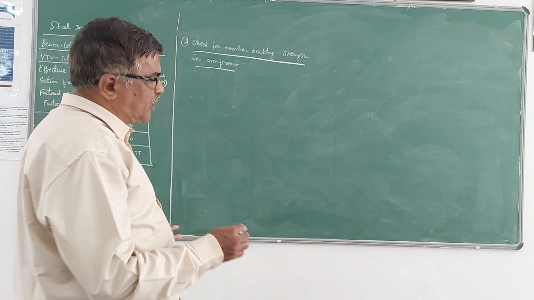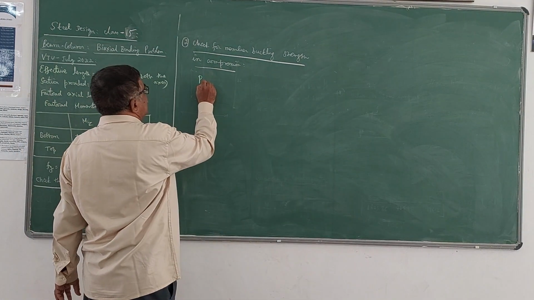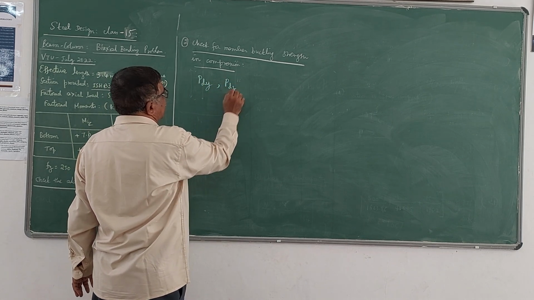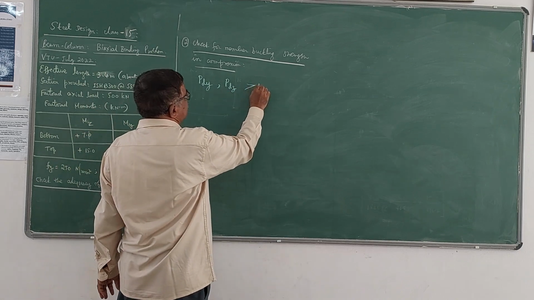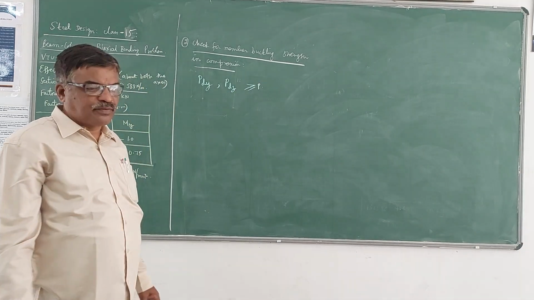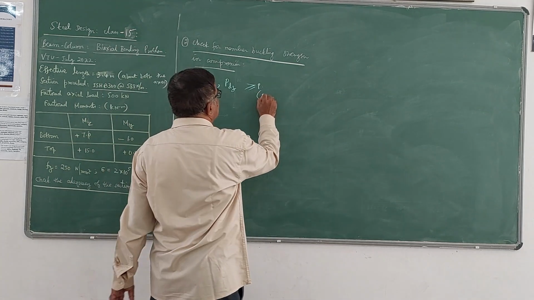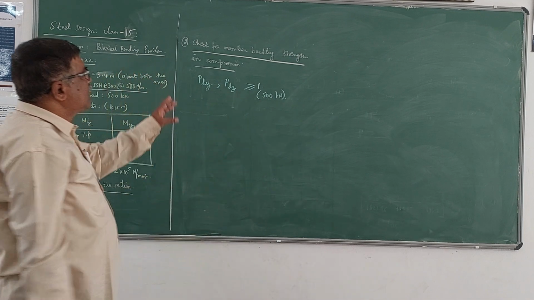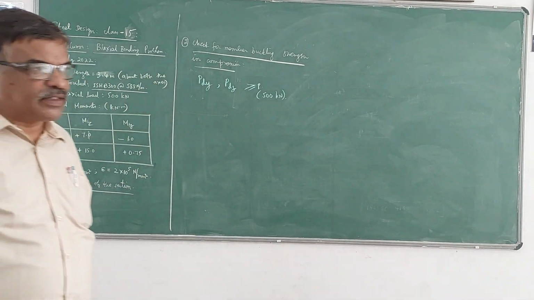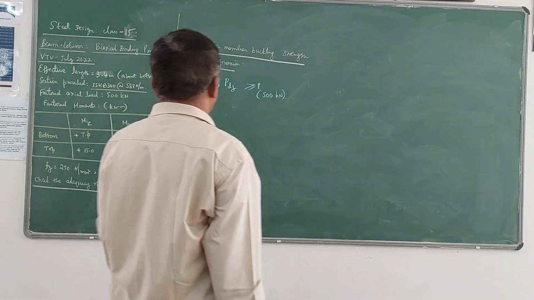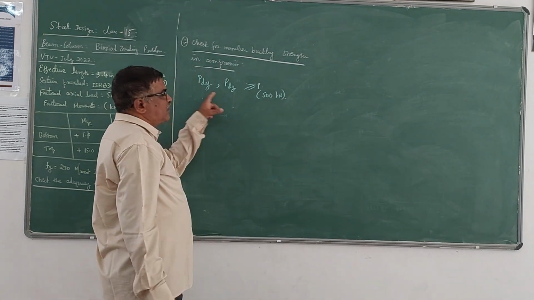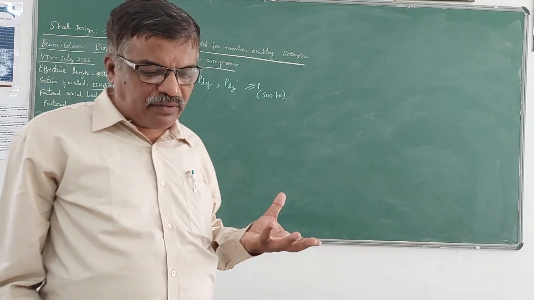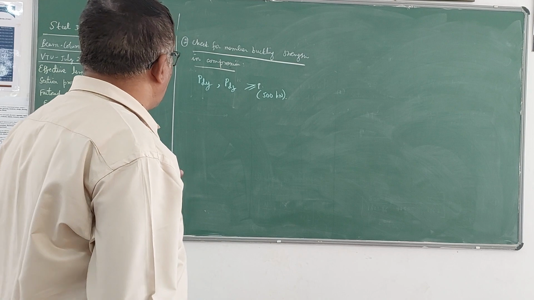The check here is that whatever design compressive strength we have, we can call them PDY and PDZ. This should be greater than or equal to P, that is 500. So this is the check we have to carry out to check the section for compression, whether that section can take sufficient compression or not. So we need to calculate these two values.